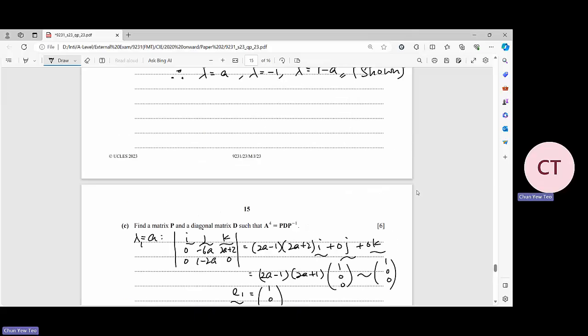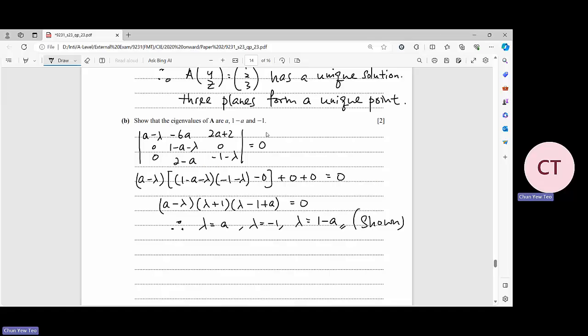So for this case, you have to substitute lambda equal to 1 minus A inside here. You get 2A minus 1, negative 6A, 2A plus 2. And if you put this inside the second row, you get 0, 0, 0, not suitable to use. So therefore, you can only choose the first and the third row.